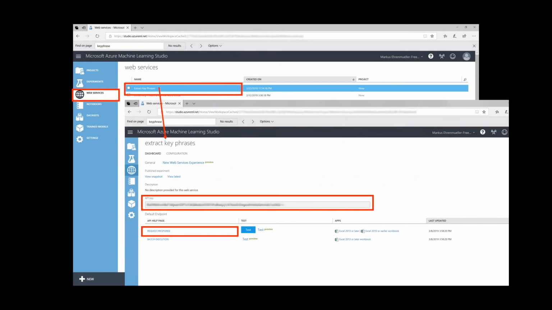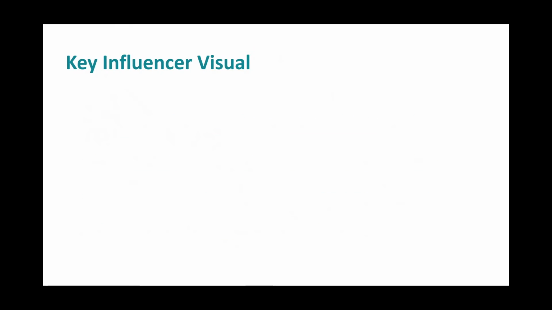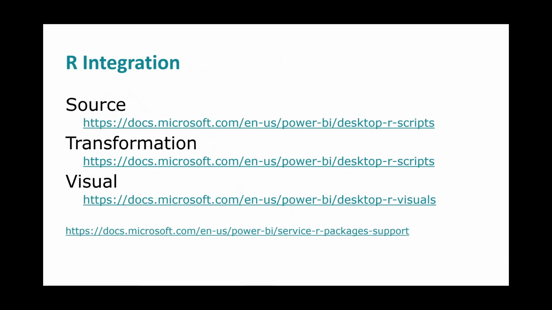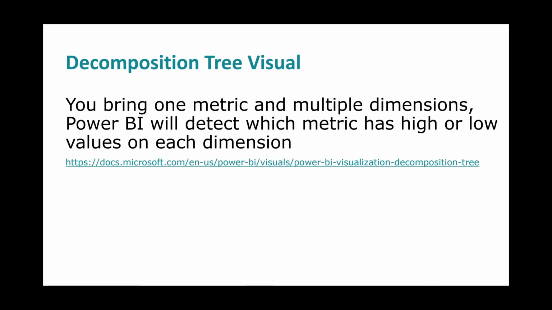There are also two cool features. The column by example, and the R integration. I showed you this only as the visual, but we can also use this in Power Query as a source and transformation. The same is true for Python as a source, transformation and visual. And the key influencer visual, I did not have time for that. I did not have time for the decomposition tree. There are so many things happening there. Please check out all those features.